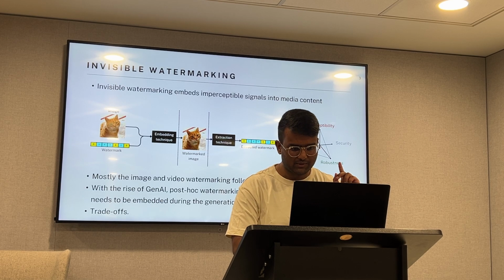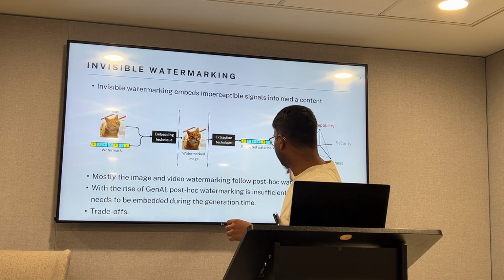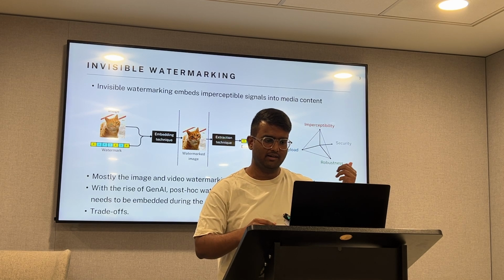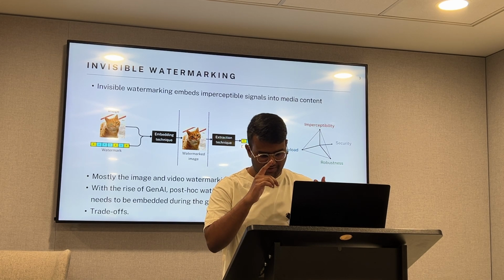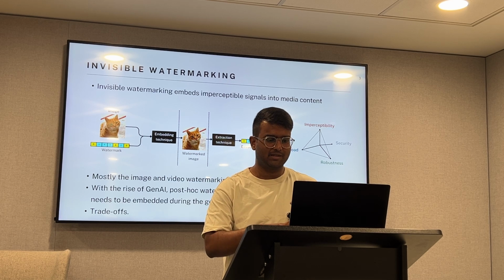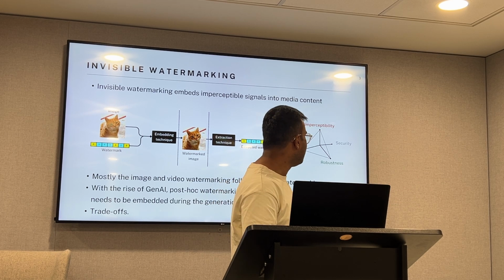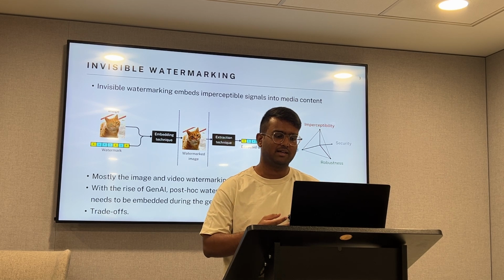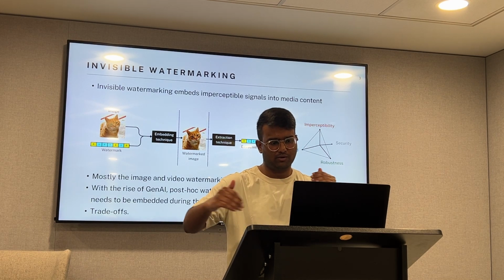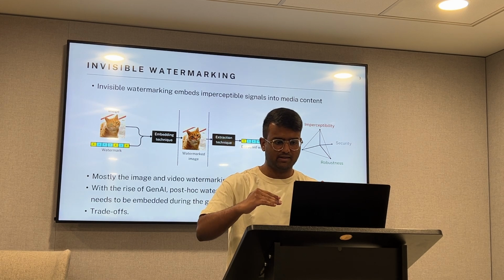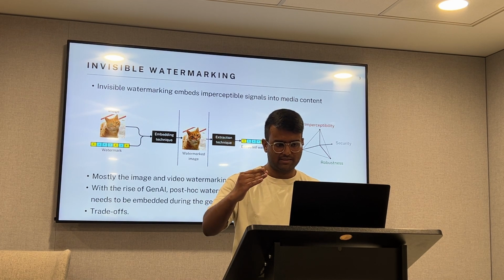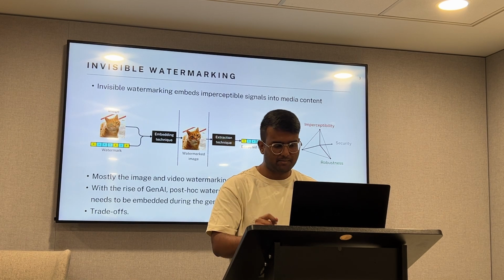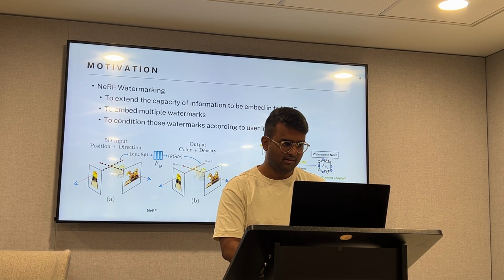One more thing with this is the triangle, which talks about the trade-offs of watermarking: imperceptibility, payload, and robustness. We'll leave the security aspect for now. The trade-offs we see over here are that if we try to increase the payload or the robustness, the quality would decrease. Or if we try to increase the quality, the other things would decrease. So it's all about finding the right balance between these three.